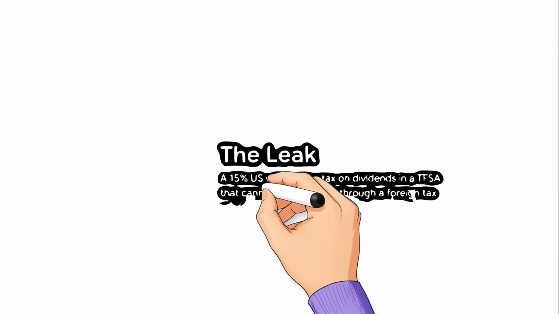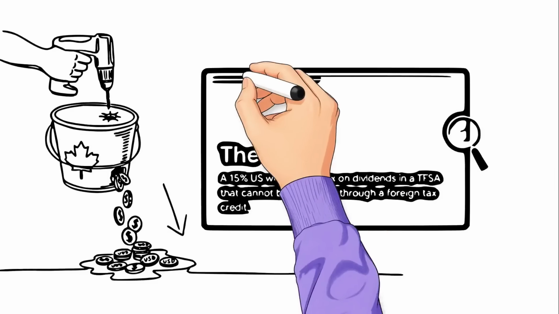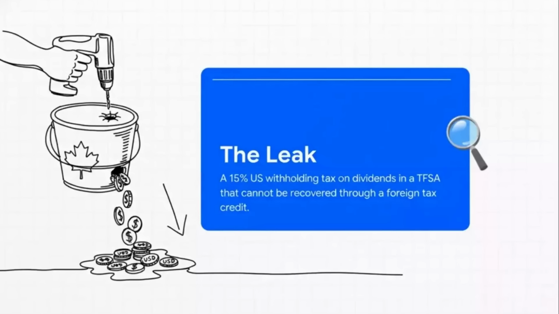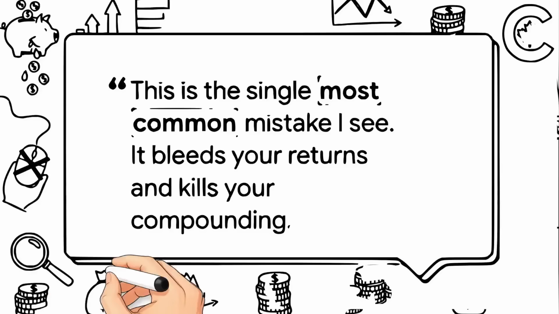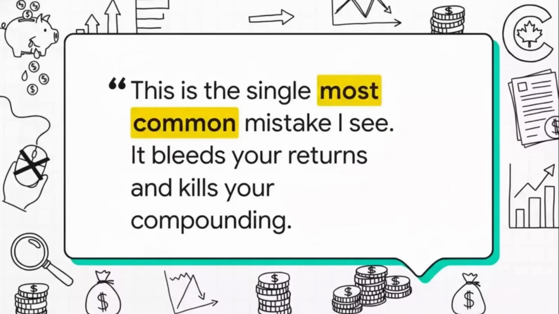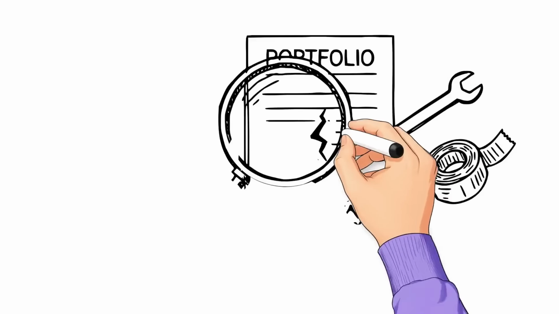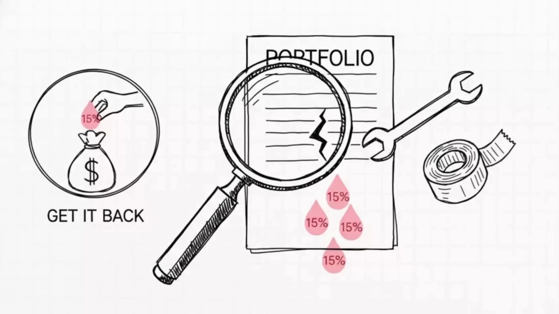Every time a dividend hits your account, the U.S. government takes a 15% cut, and the CRA refuses to give you a credit for it. It is money that simply vanishes into thin air. This is the single most common mistake I see in Canadian portfolios. It bleeds your returns, it kills your compounding, and it is completely preventable. We are going to perform a forensic audit on your holdings, and we are going to get that 15% back.